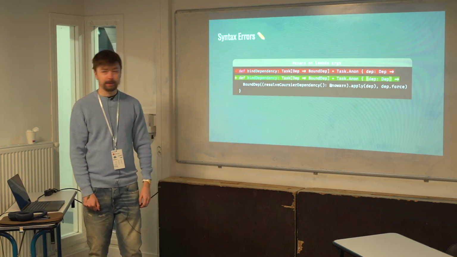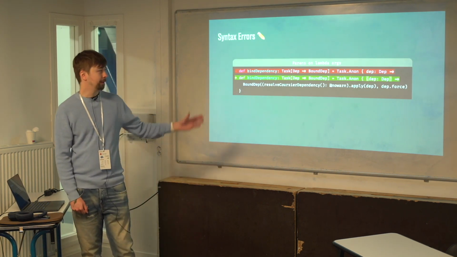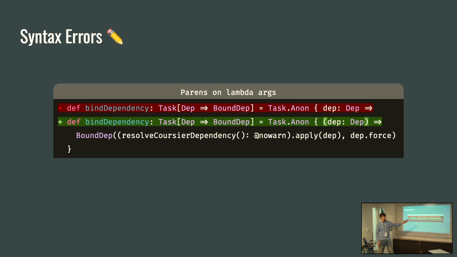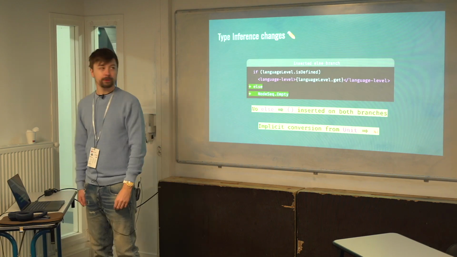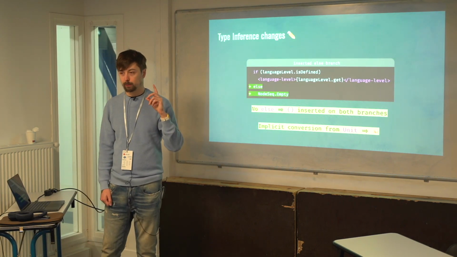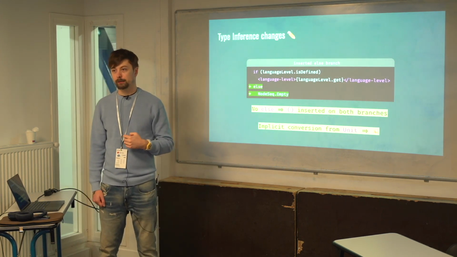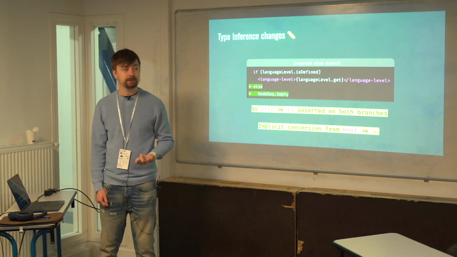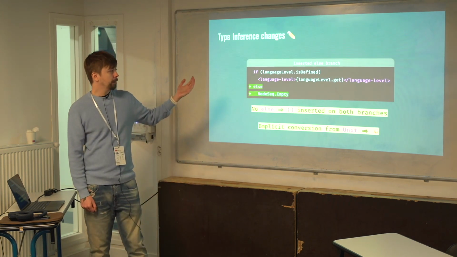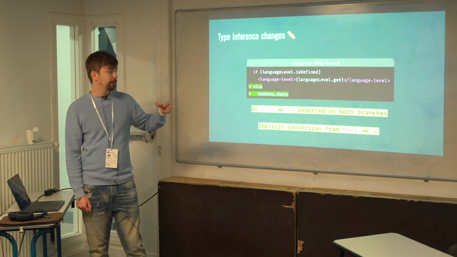So a typical example of a syntax error is, here we have a task and we pass a lambda to it. And in Scala 3, you have to use parentheses around the lambda arguments. So that's a very basic thing. Something that's actually quite difficult and hard to think about, and you wouldn't know unless you have a test case to catch it, is that implicit conversions are really bad.